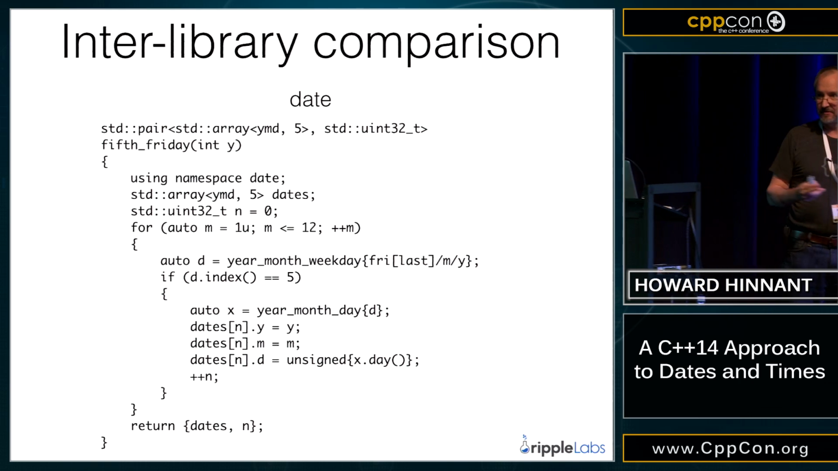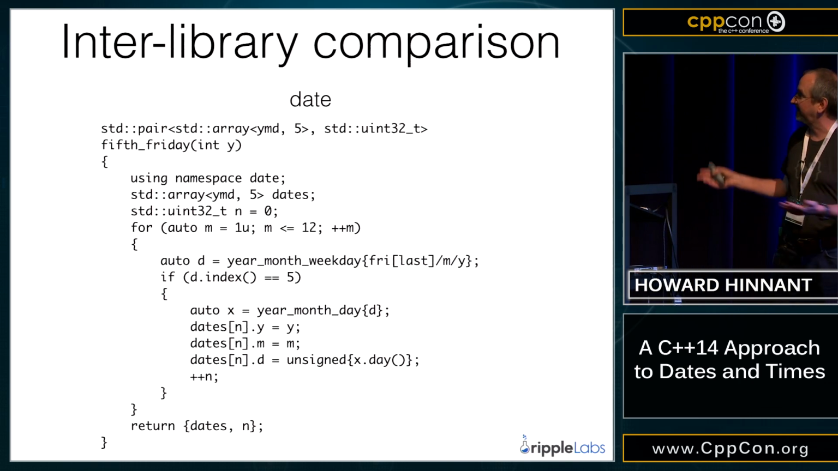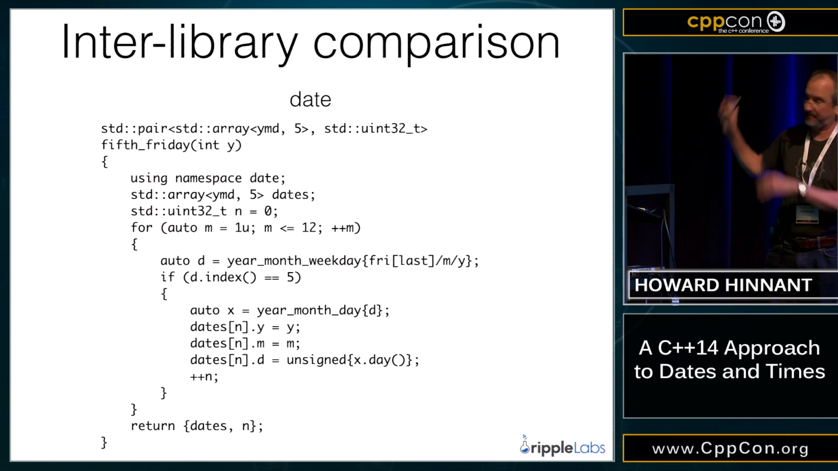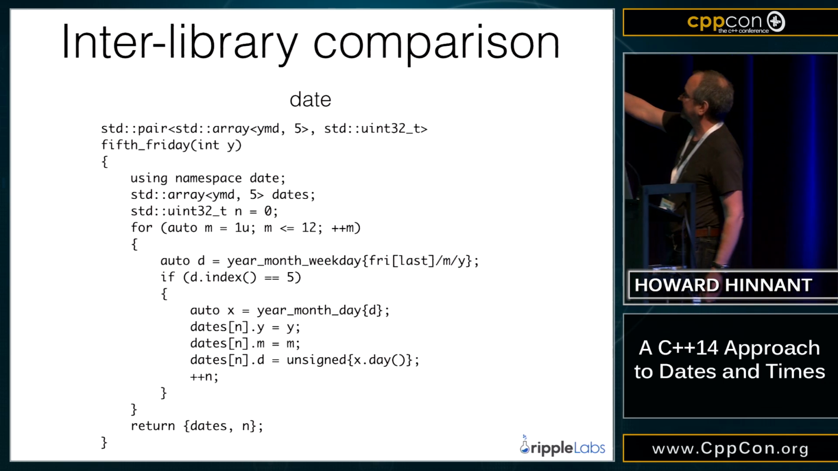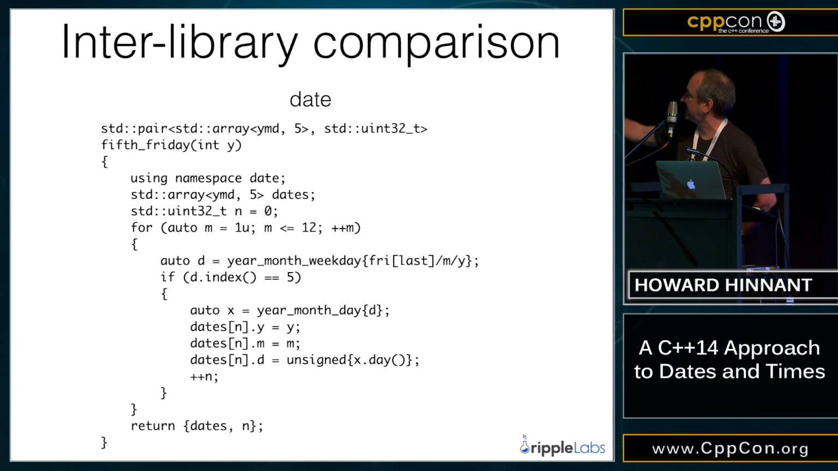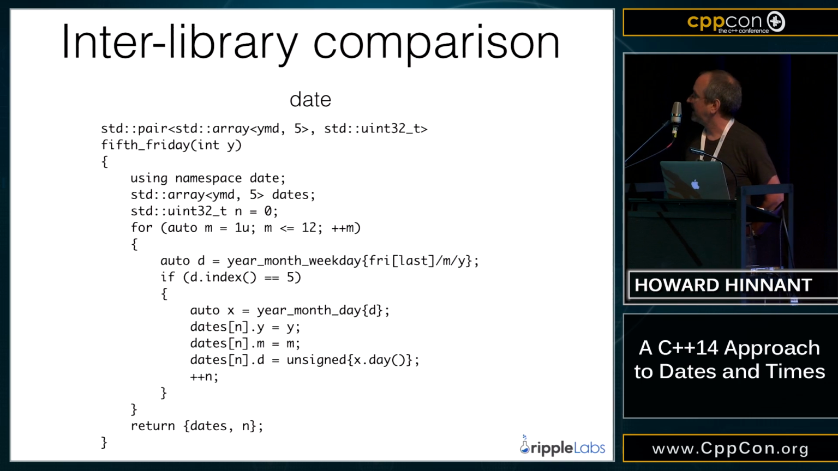It's going to come back as either 4 or 5. If it's 5, I've found a 5th Friday, and I'll push it onto the stack. To do so, I need to convert it to a year, month, day object so I can get a day of the month out of it. But beyond that, we're good to go.